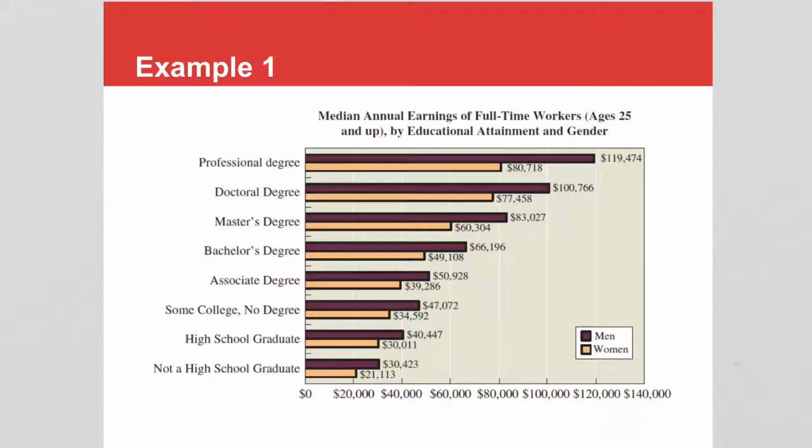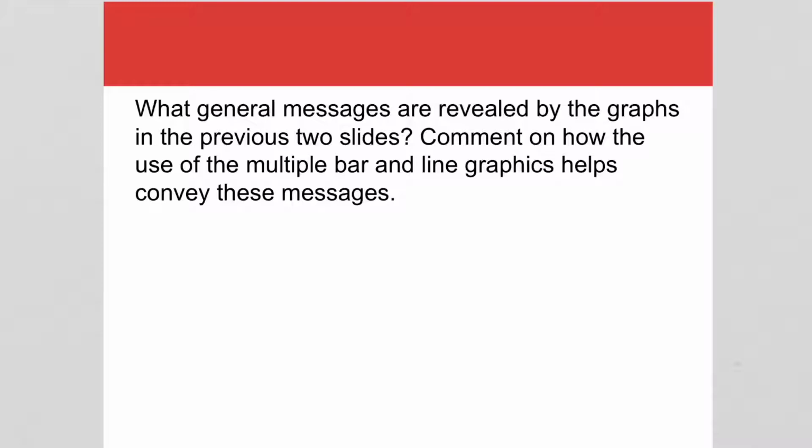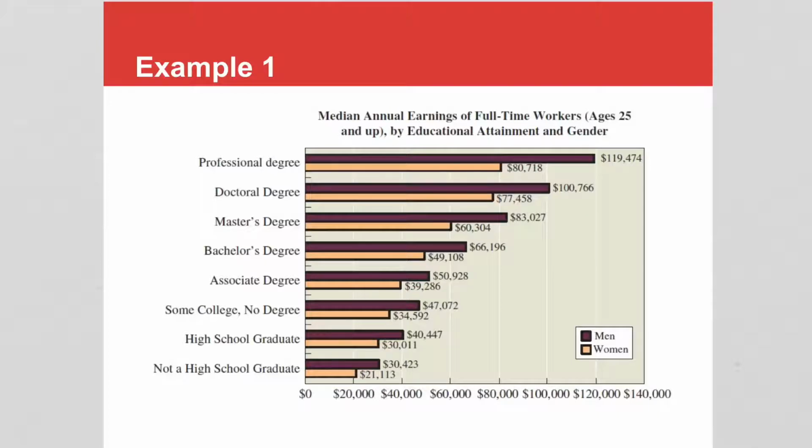Example 1. Here is a multiple bar graph because we have two bars for each section. So we have the median annual earnings of full-time workers, ages 25 and up, by education and gender. So what this is asking us to do is, what are some general messages revealed by these graphs? What do you see? Okay, so what's one group that makes more money? If you have a professional degree, right?